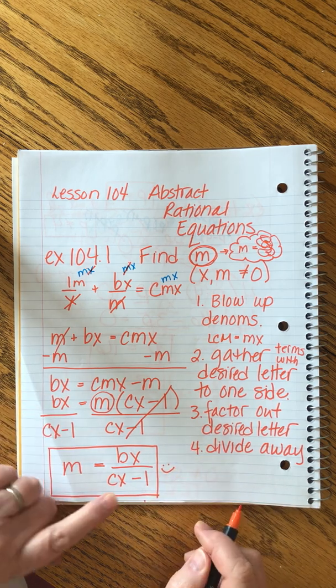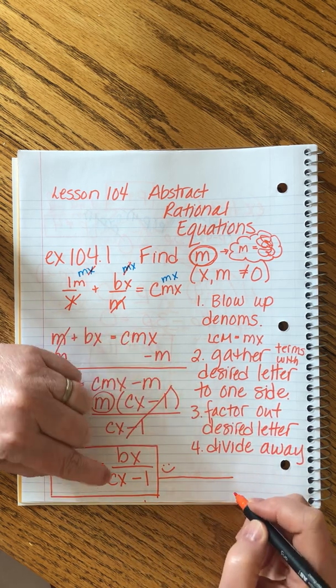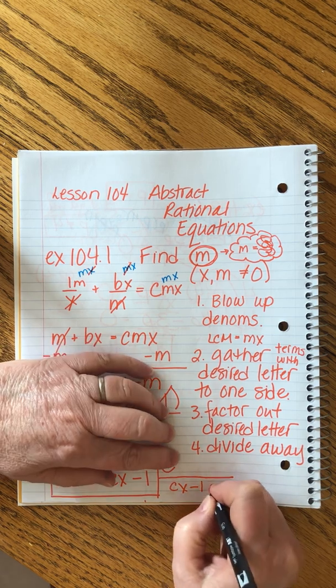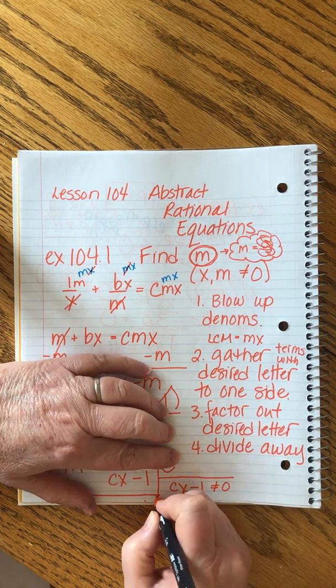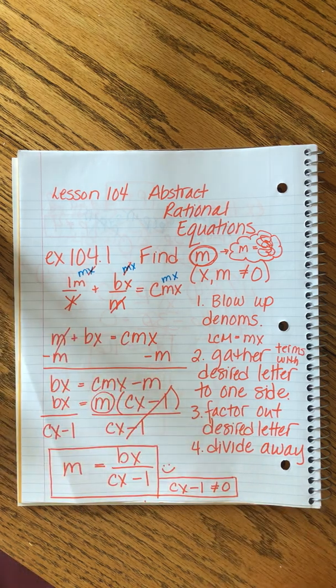We also need to add, since we have letters in the bottom, technically we need to add another impermissible statement. CX minus 1 cannot equal 0. Okay, so there's a little addendum to our answer that we need to add.